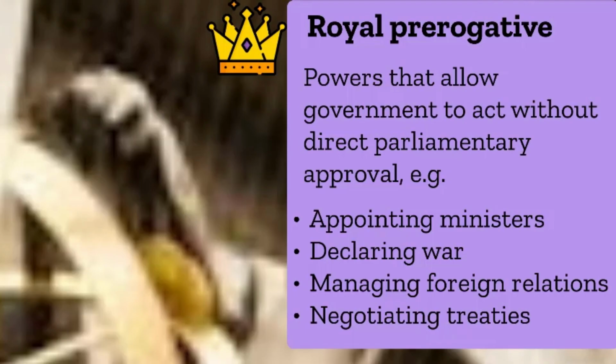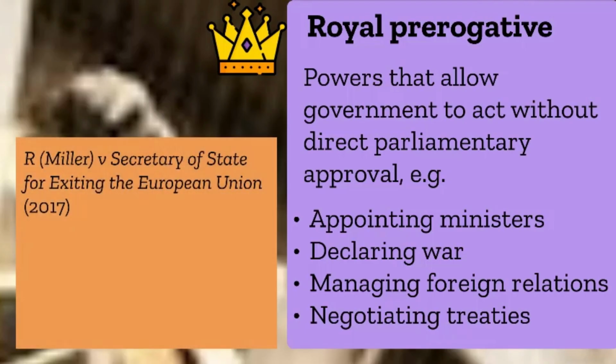And it's important to understand these, because they are very useful for certain situations, but you do need to be very careful. The government needs to be very careful that it is limiting when it exercises these powers, as there is a constitutional impact. And a really important case to represent the balance of power in the UK's constitution is the case of R. Miller, the Secretary of State for exiting the European Union.